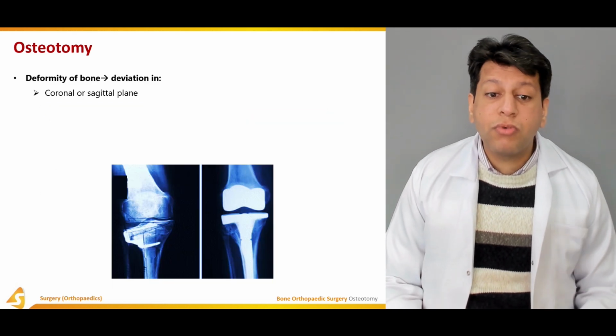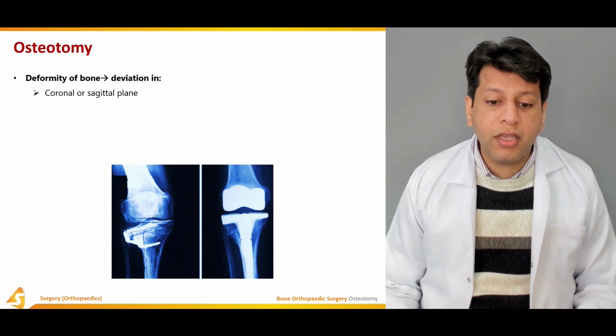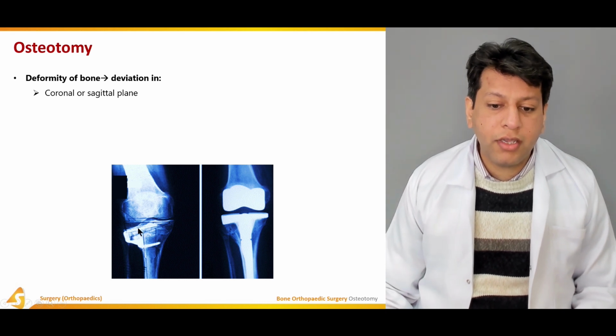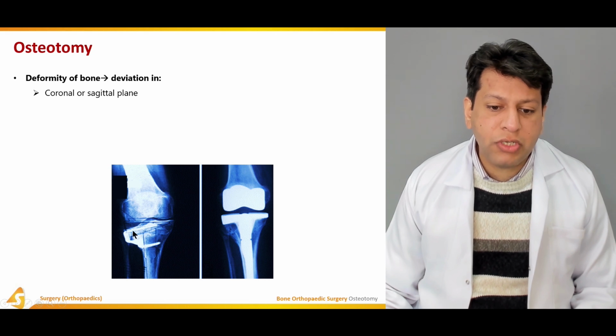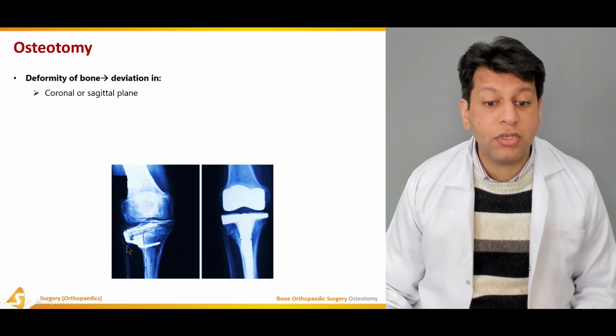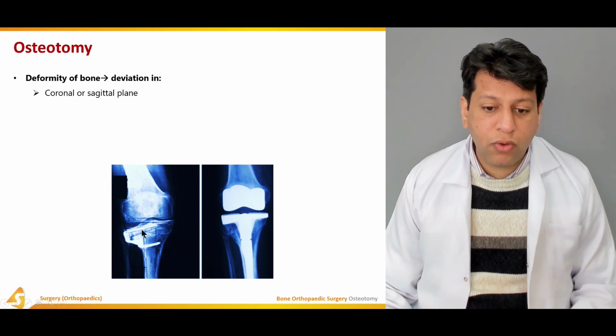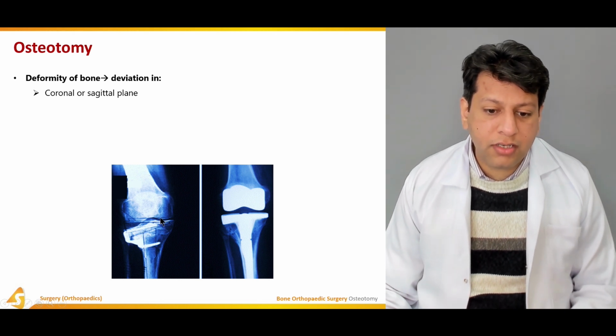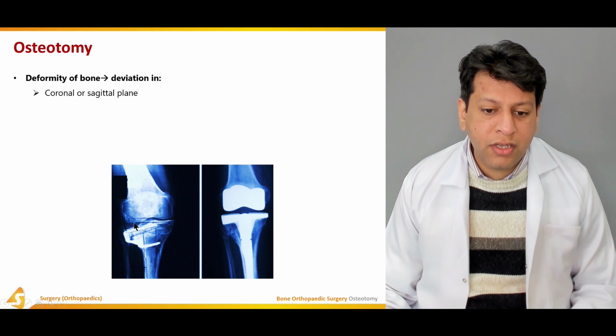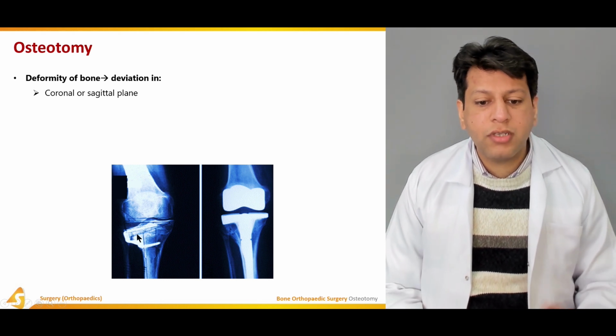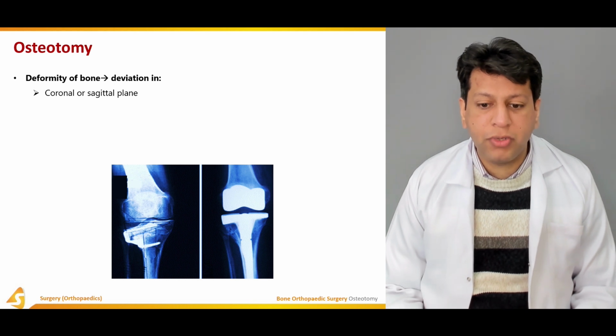Now, how can we actually correct the deformity? If you see this diagram again, what is happening over here is that there was some kind of epiphysiodesis done for limb length discrepancy, and that has resulted in increased loading on the medial side while there is decreased loading on the lateral side. There was probably some kind of high tibial osteotomy done later on.